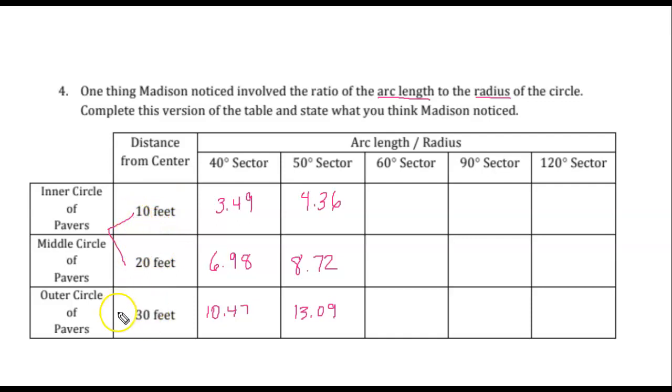Does that work for the 30-foot? 3 times 3.49 is 10.47. It seems to be consistent. These ratios are proportional to the difference in the radius.